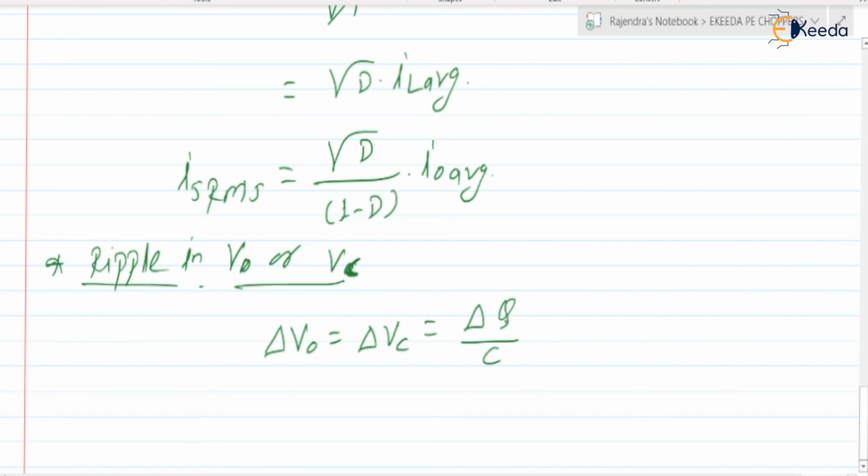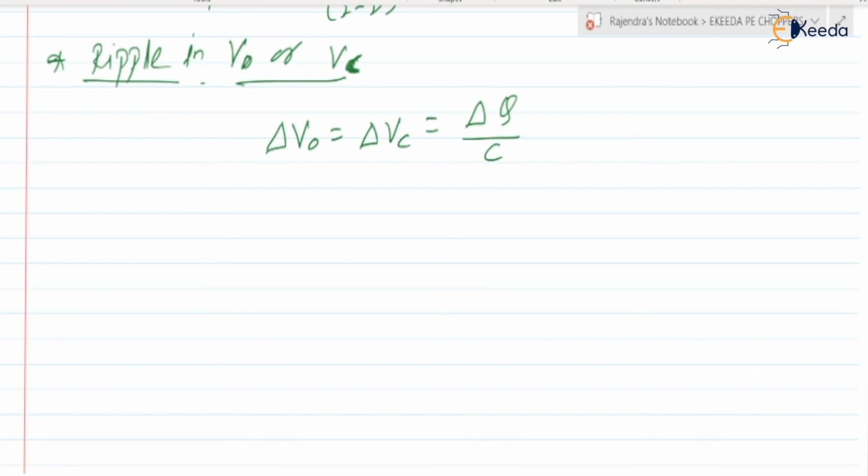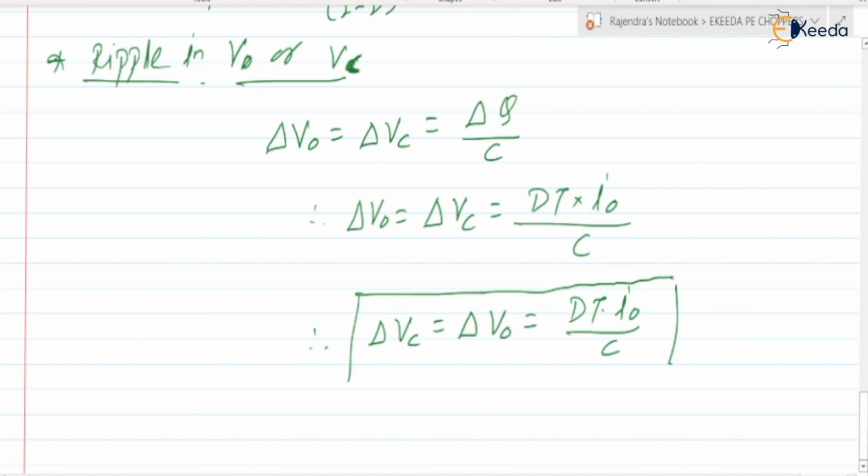Okay, so what is the delta Q? If you check delta Q, that is the charge stored or the charge released, which is nothing but current into time. Therefore delta V0 is equal to delta VC, equal to delta Q, which means the on time, into the current, that current is I0, divided by C. Therefore delta VC is equal to delta V0 is equal to dT into I0 by C. This is the ripple in capacitor voltage, that is the change in the capacitor voltage. Are you getting the point?